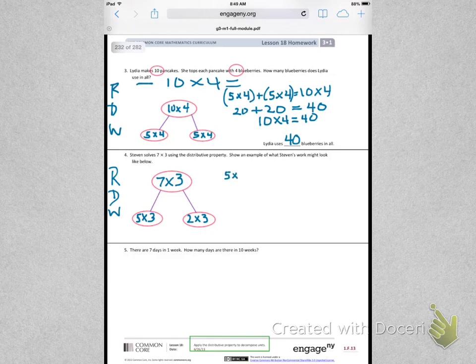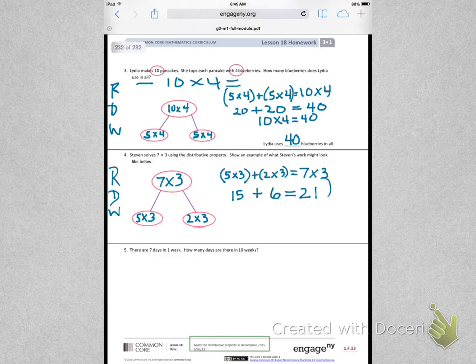5 times 3 plus 2 times 3 equals 7 times 3. This is using the distributive property to take a fact and break it into 2 smaller facts. Now let's go ahead and solve in the parentheses. 5 times 3 is 15, and 2 times 3 is 6. The sum of 15 and 6 is 21.